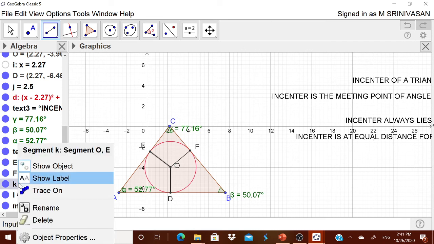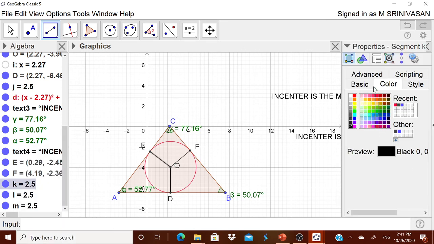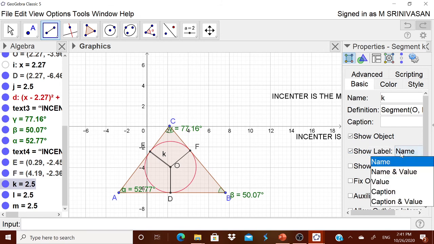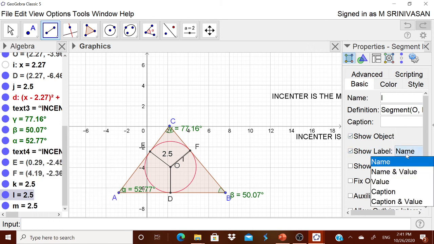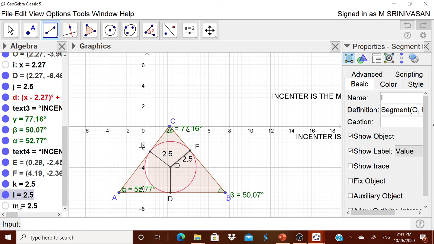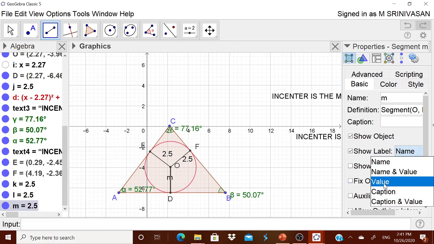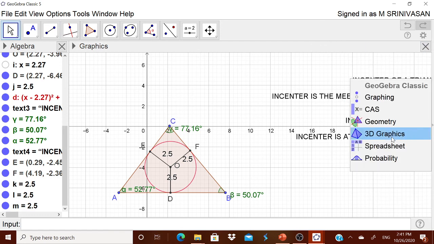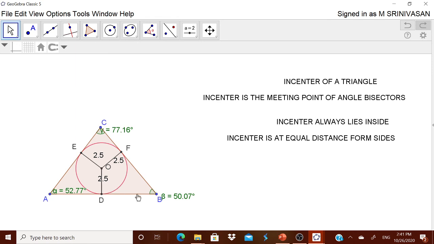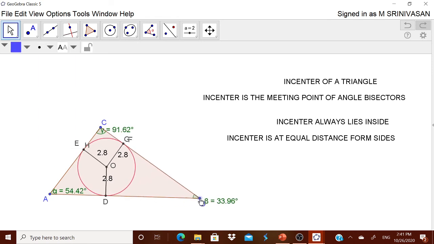Therefore, go to this K. You can go to object properties, then in that go to basic. In that you have to show the value. 2.5 is shown. Go to L. Again, go to this label and then the value is shown. Go to M. You can right click it, object properties, and then show its value. It is a way of catching that very quickly. Go to this geometry view. Okay, well, now all of them are 2.5, 2.5. Now it is going on changing now.